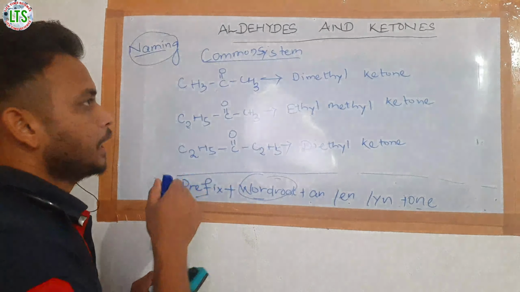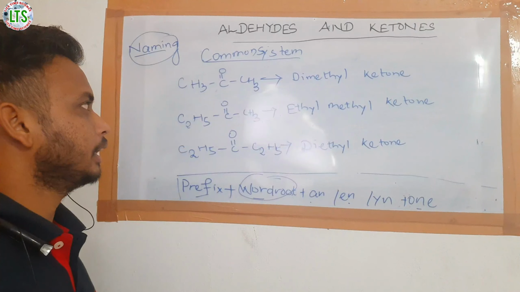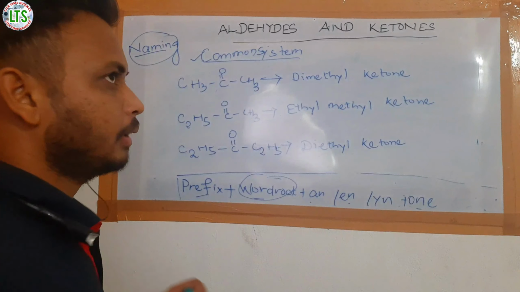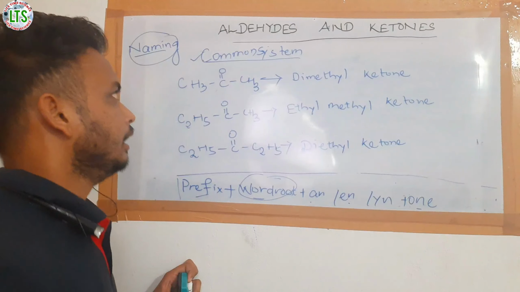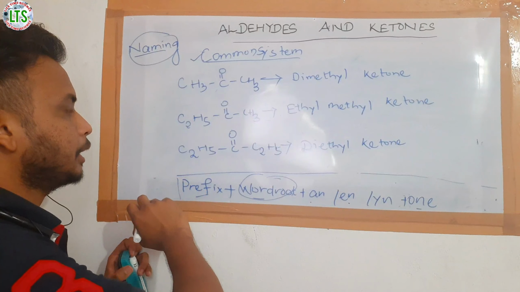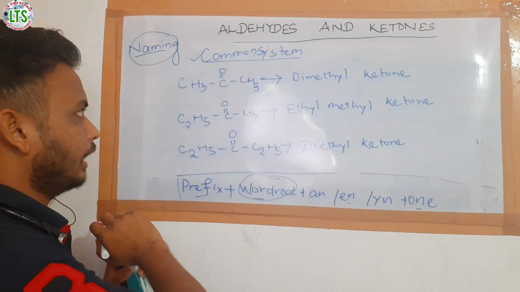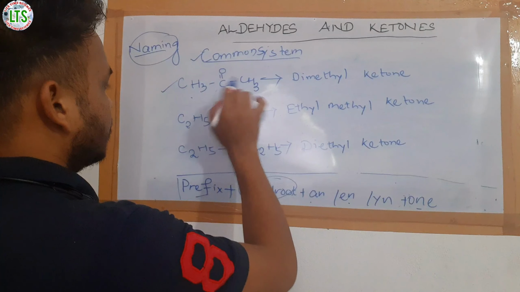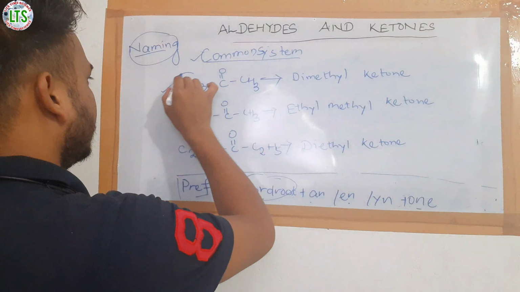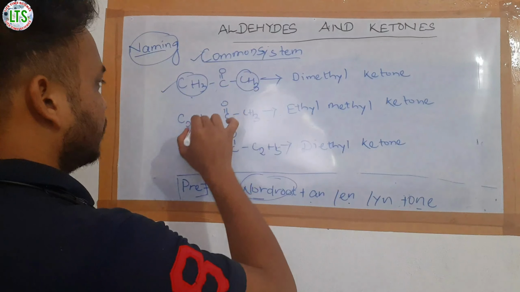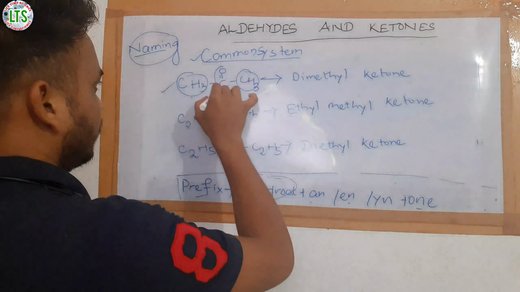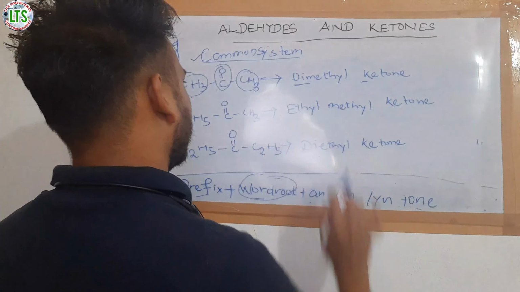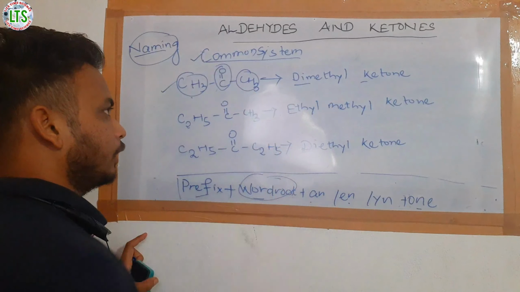Next is the naming of ketones. Here also we can name it by 2 systems. First by common system and second is by IUPAC system. In common system of naming, we can write for the compound CH3, CO, CH3. Here there are 2 CH3 or methyl group directly attached to the carbonyl group, so we can write dimethyl ketone, as there are 2 methyl group.